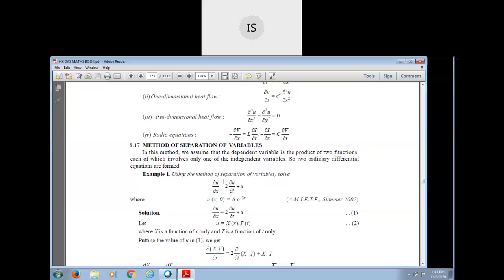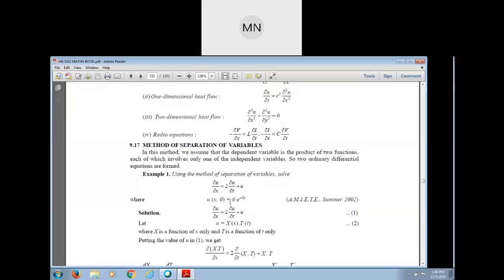U is dependent or independent? Independent. No, U is dependent. U depends on y, x and t. See that del u del x, del u del t. Is it not? Yes, ma'am. Del u del x means u depends on x. Similarly, see the right hand side: the term is del u del t, that is, u also depends on t. So u is the dependent variable.